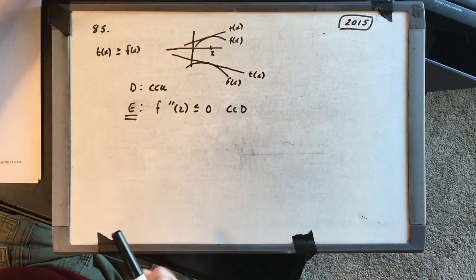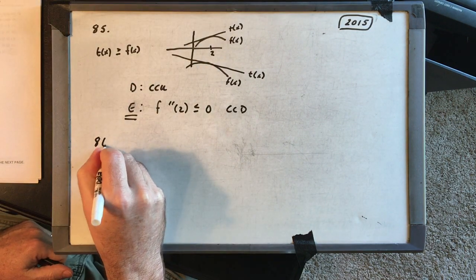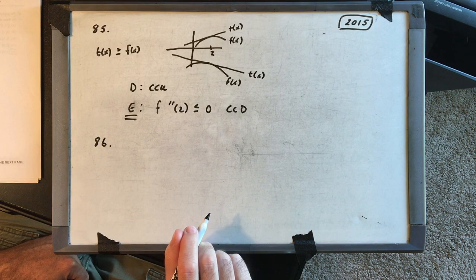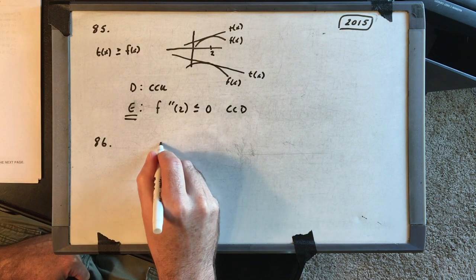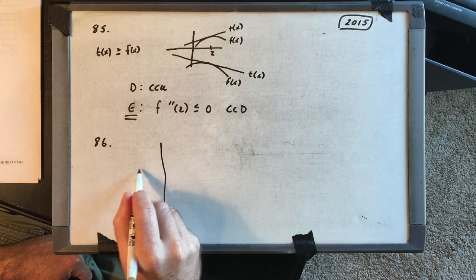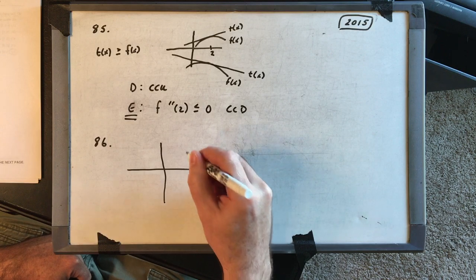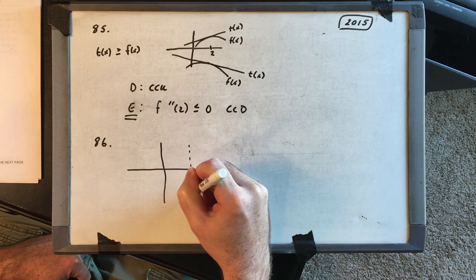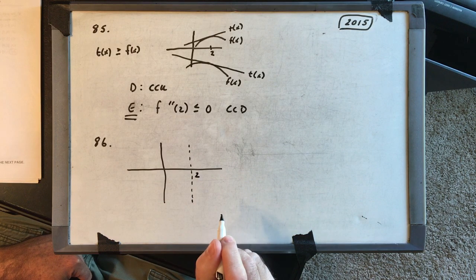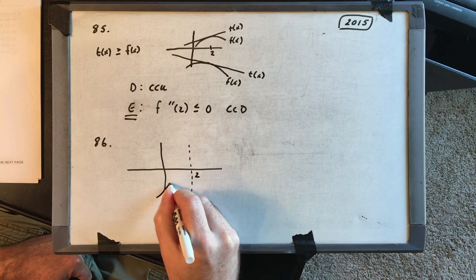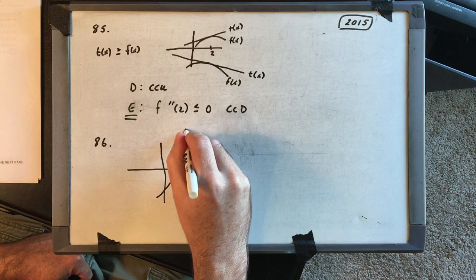All right, number 86, I'm going to go ahead and fit on this board before I erase. It says the vertical line x equals 2 is an asymptote for the graph of the function f. Which of the following statements must be false? Okay, so let's draw a vertical line, an asymptote at x equals 2. And we can draw a graph, a function there.